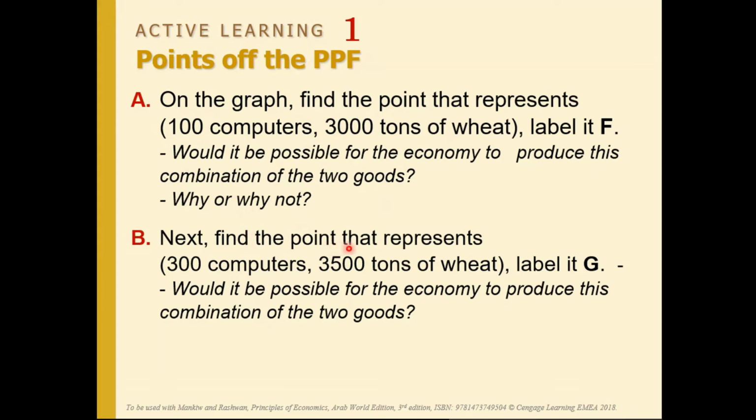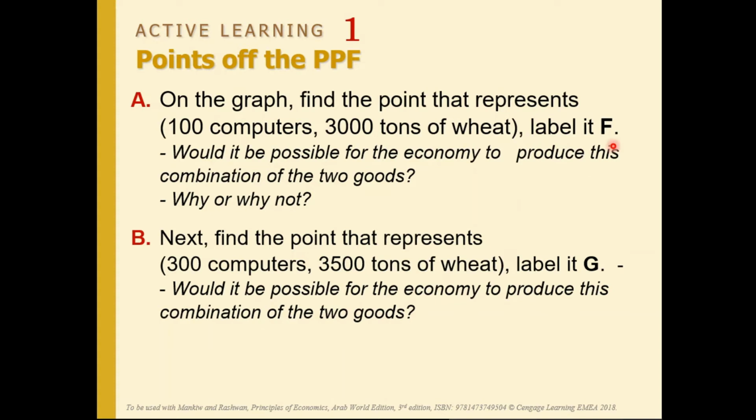Also, find the point that represents 300 computers and 3,500 tons of wheat. Label it as point G. So would it be possible for the economy to produce this combination of the two goods?